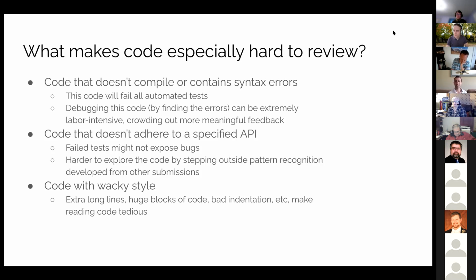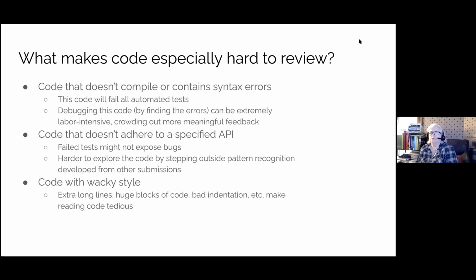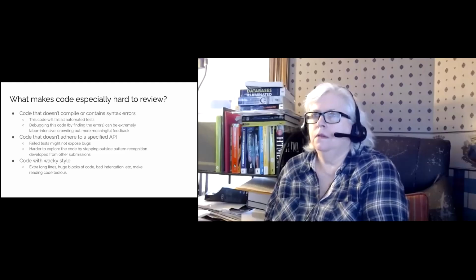And so what that means is, for a student whose code doesn't adhere to the specified API, failed tests might not expose specific bugs. And when you're manually reviewing code, this is an interesting phenomenon we've heard from a lot of instructors: when you're grading multiple submissions that have a similar structure, you can get in the flow of expecting certain methods to show up in certain places.